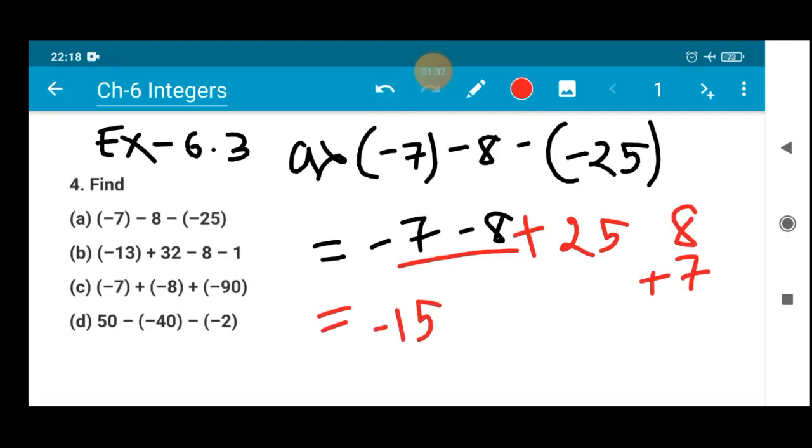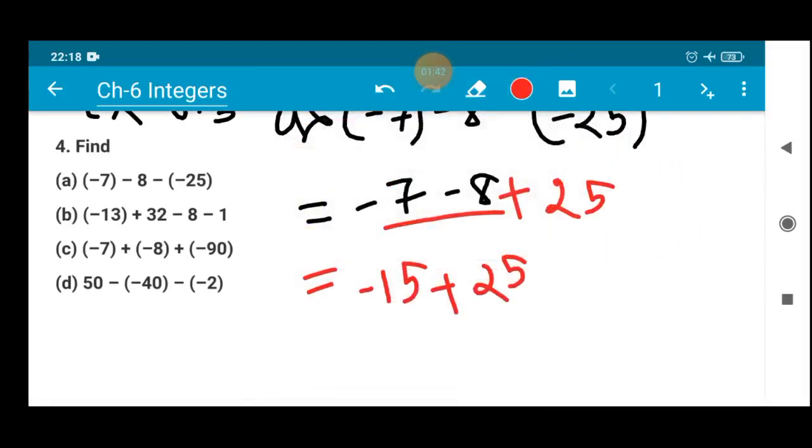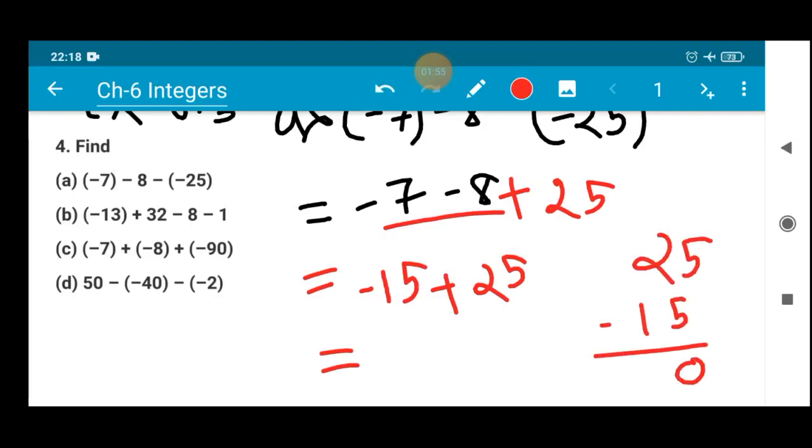What will be the sign? The sign will be minus, because 8 is the greater number, isn't it? Next, what is the remaining? Plus 25. Now you have the pair. Plus minus into plus is minus, so minus should be done. 25 minus 15 is 10, and the sign will be positive, because 25 being the greater number is carrying the positive sign. In this manner we get the desired value.